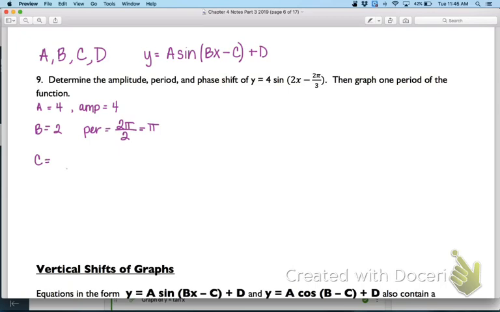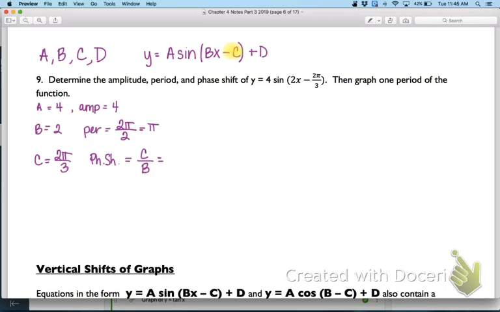C, remember, is another one of these deals where you have a negative in front, so it's really the opposite. So since I see minus 2 pi thirds, that means that the value of the letter C is positive 2 pi thirds. Now the phase shift is equal to C over B.